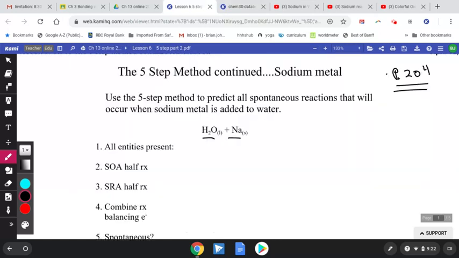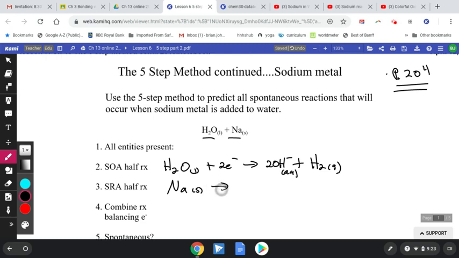So water, 2 electrons, and that was our oxidizing agent. Water plus 2 electrons gives us 2 hydroxides and hydrogen gas. And our strongest reducing agent, we decided, was sodium metal, which is very strong. And it loses 1 electron to become Na+. So all entities present, I kind of forgot to do that, but all we had was water and sodium. That's it. Okay, combine the reactions.